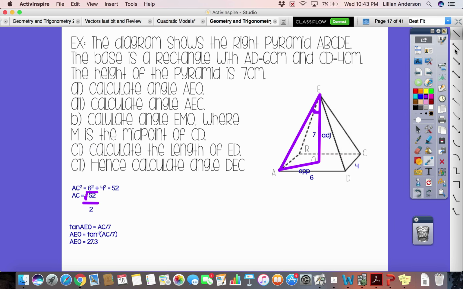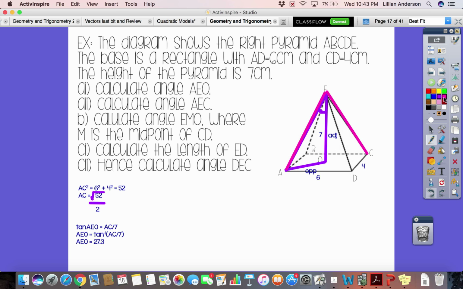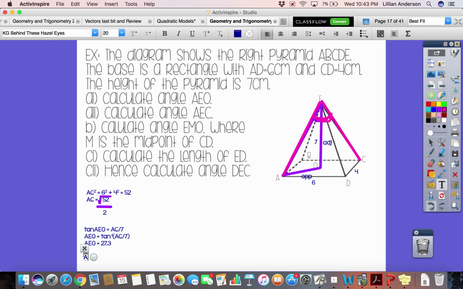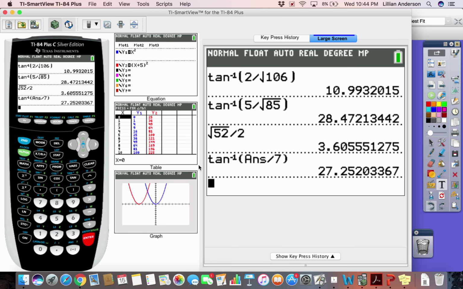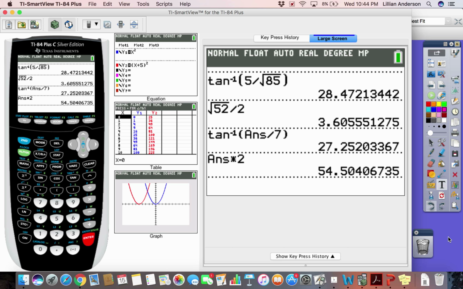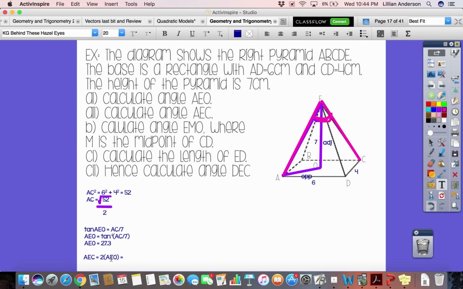Now to find the answer to B, we are going to use AE and then EC. And if you notice, that angle is twice the angle we just found. So to find the measure of AEC, all we do is double the measure of AEO. And since that is just sitting in our calculator, all we have to do is multiply this answer by 2. That way we don't have to worry about rounding anything. So our answer is going to be 54.5 as the measure of angle AEC.